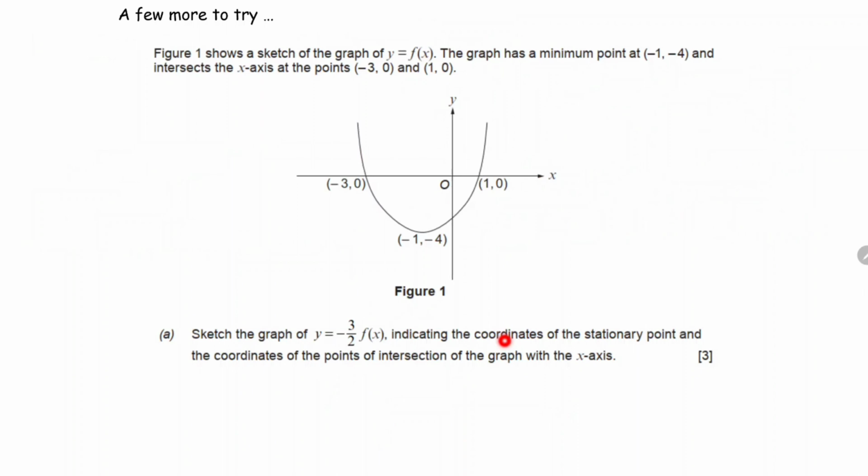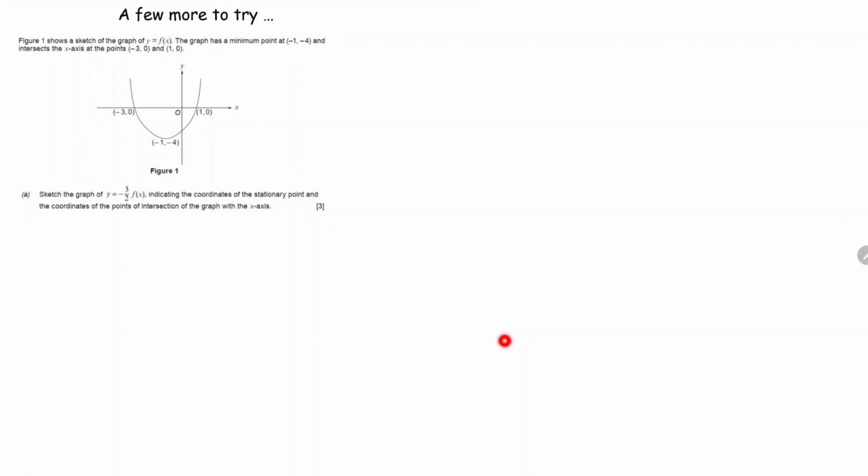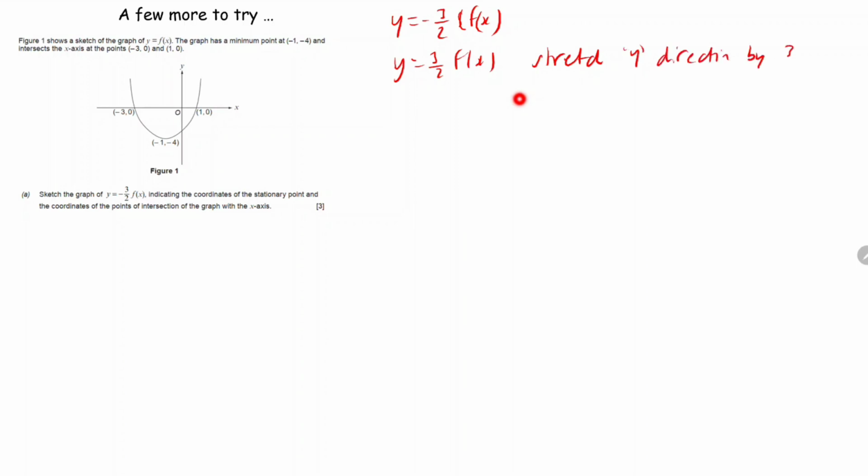Okay, next one to try. Pause the video and give this one a go as well. Okay, so we have the transformation y equals minus 3 over 2 f of x. This time we've got a negative transformation and a scale factor outside. So let's deal with the y equals 3 over 2 f of x first. This is going to be a stretch in the y direction by 3 over 2. You could write that as 1.5 if you wanted to.